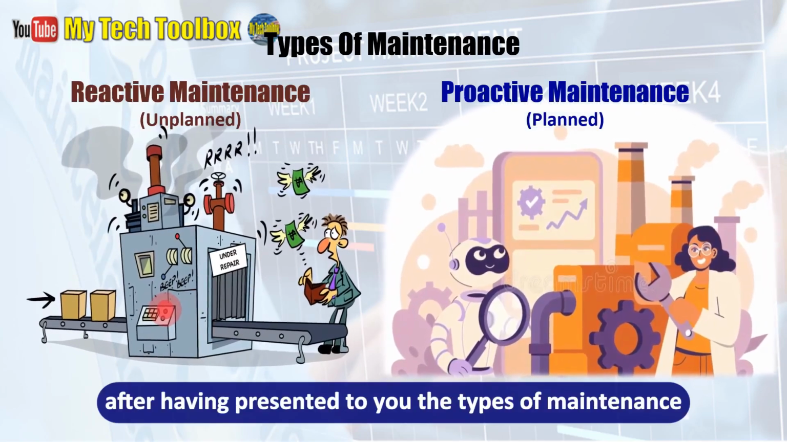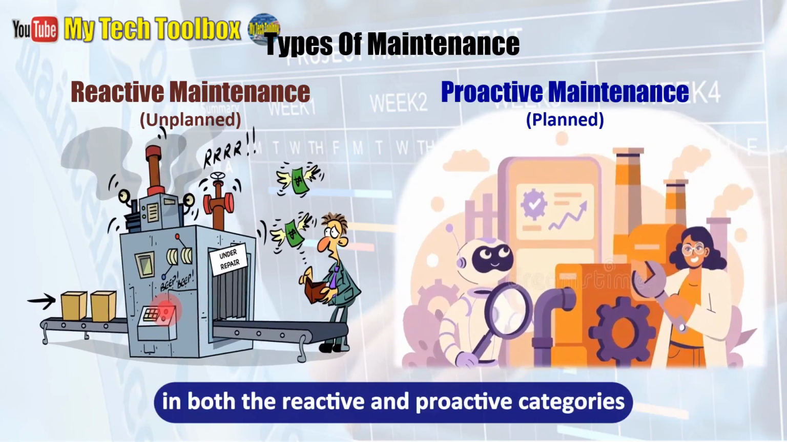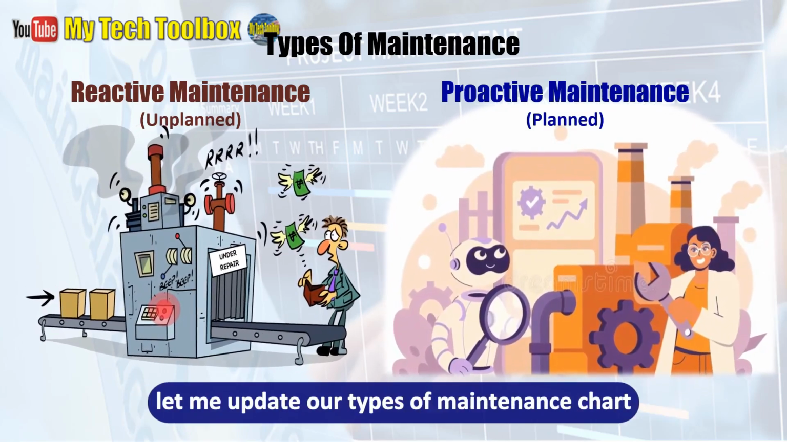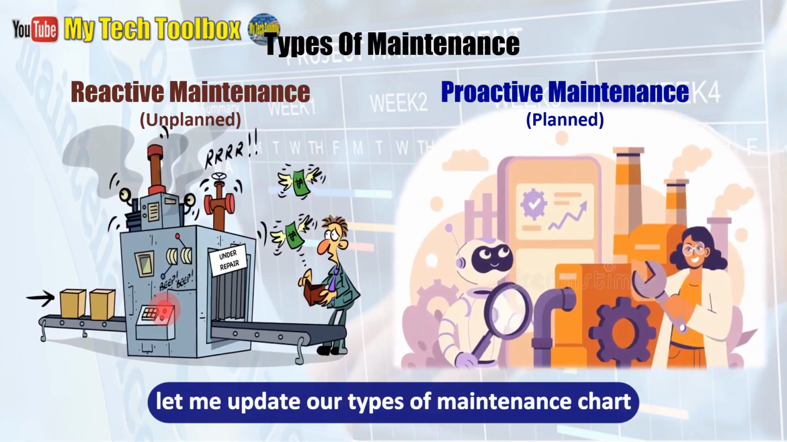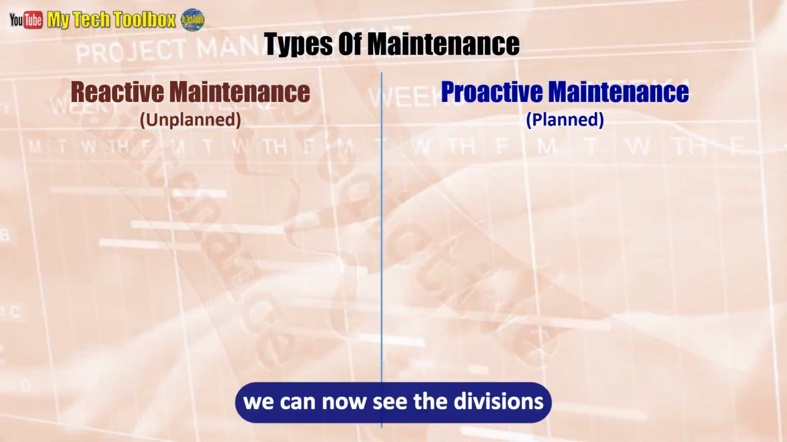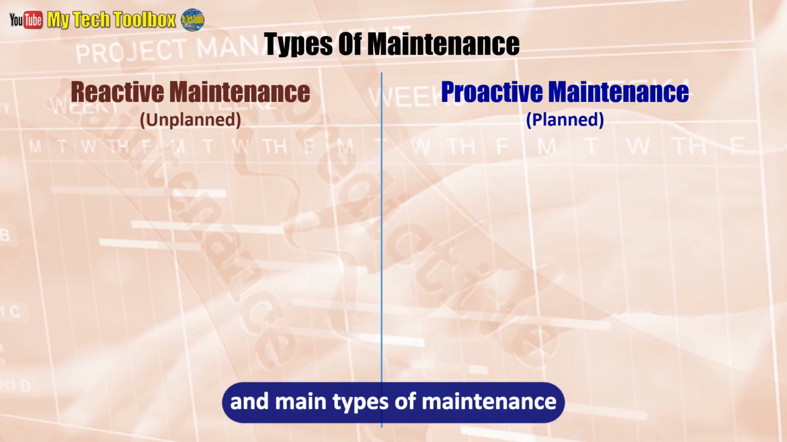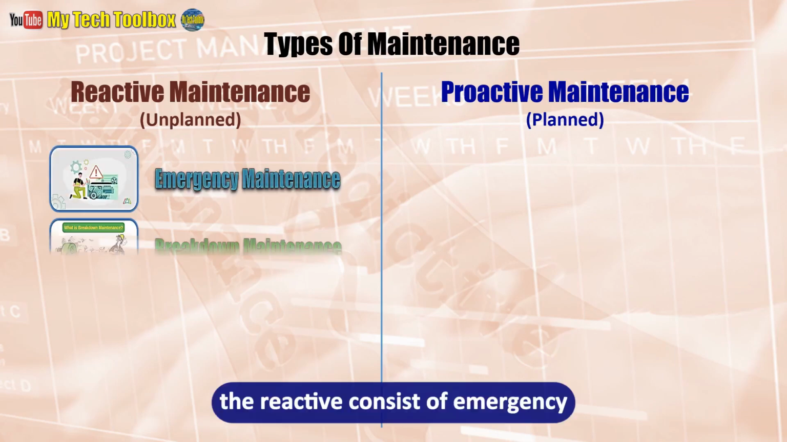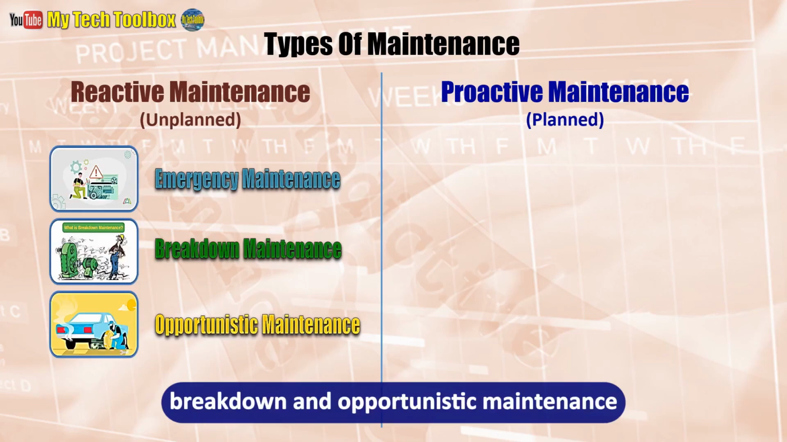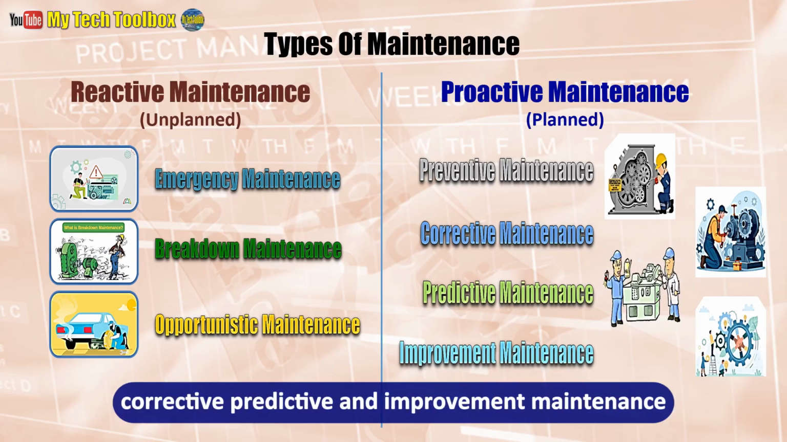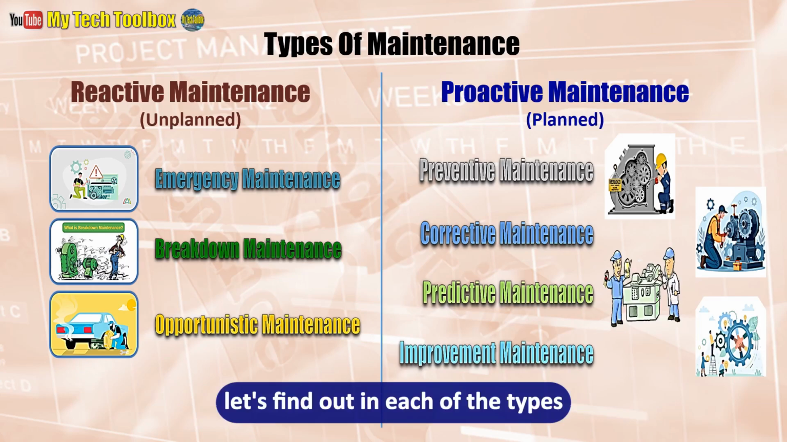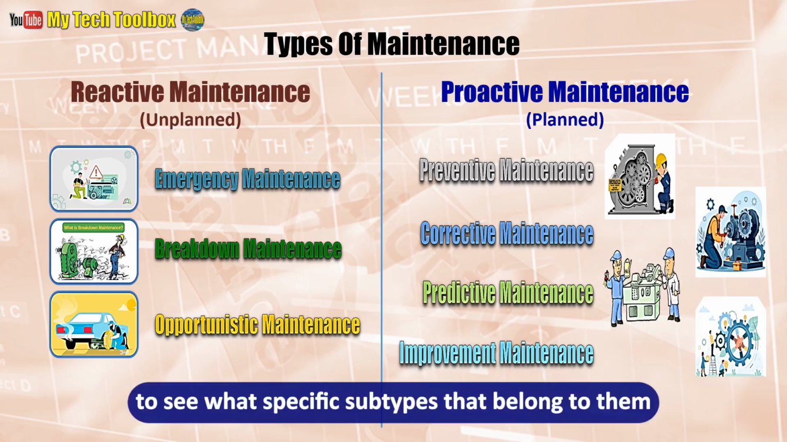Now, after having presented to you the types of maintenance in both the reactive and proactive categories, let me update our types of maintenance chart. We can now see the divisions and main types of maintenance. The reactive consists of emergency, breakdown, and opportunistic maintenance, while the proactive consists of the preventive, corrective, predictive, and improvement maintenance. Let's find out in each of the types what specific subtypes belong to them.